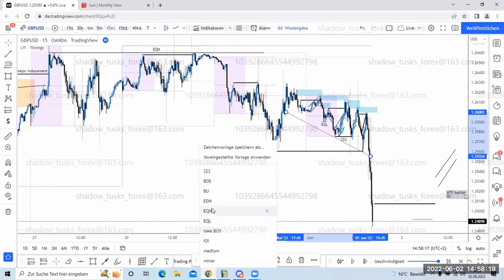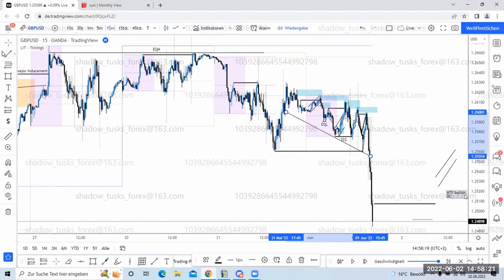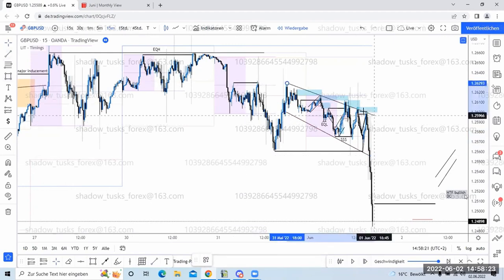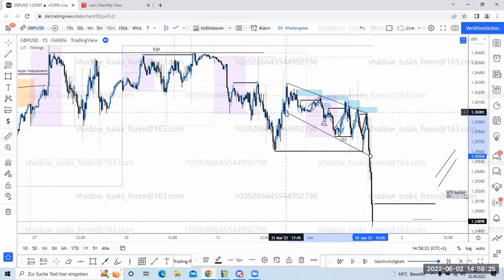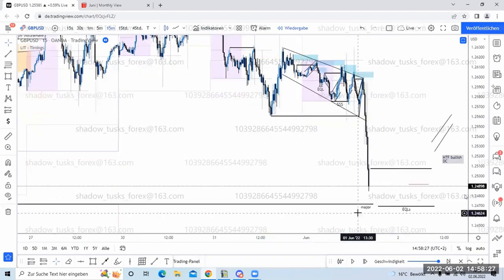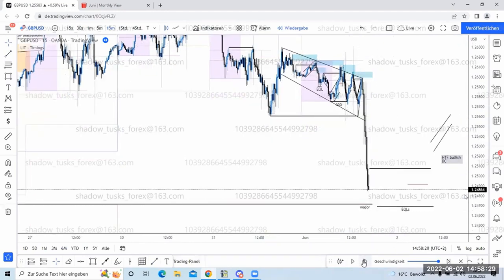I mean, not yet. Obviously, we're still in the phase, right? But we went for the next inducement area. So let's see what's the next inducement area. You marked it up.